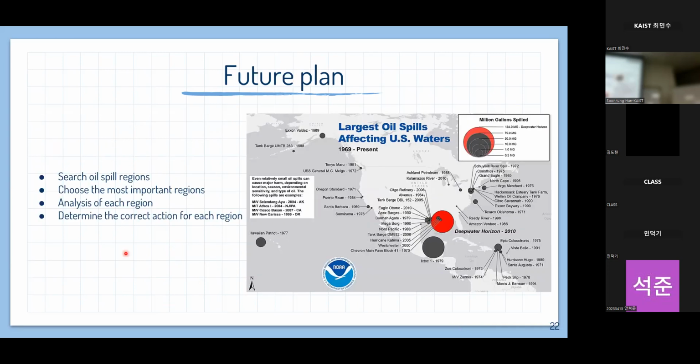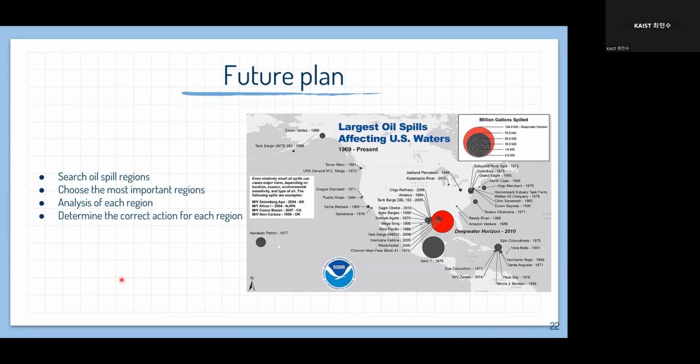This is our future plan for the final presentation. First, we will search for regions or conditions where oil spills occur frequently. Second, choose 2 or 3 of the most important regions by giving scores. Third, analysis of each region and condition. We will calculate specific numbers, for example, cost, efficiency, and dimension, according to the condition. And finally, we will determine the correct action for each region or condition.